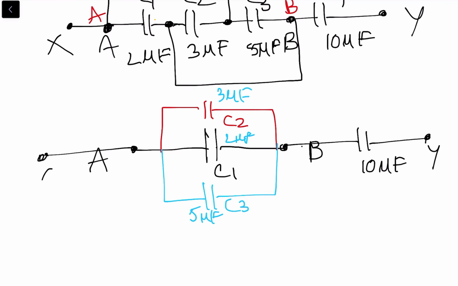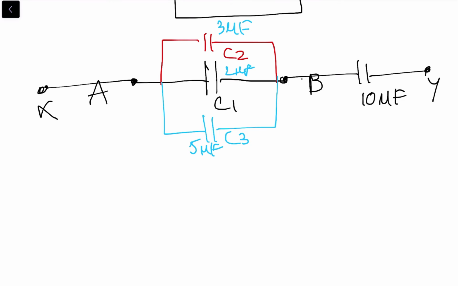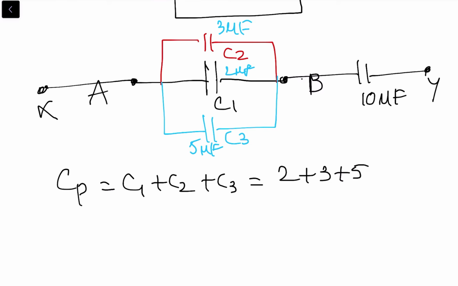And this side last we have X. Now 3 of them are in parallel. Therefore, you will get the combination of C parallel is equal to C1 plus C2 plus C3, that is 2 plus 3 plus 5, which is 10 microfarads.